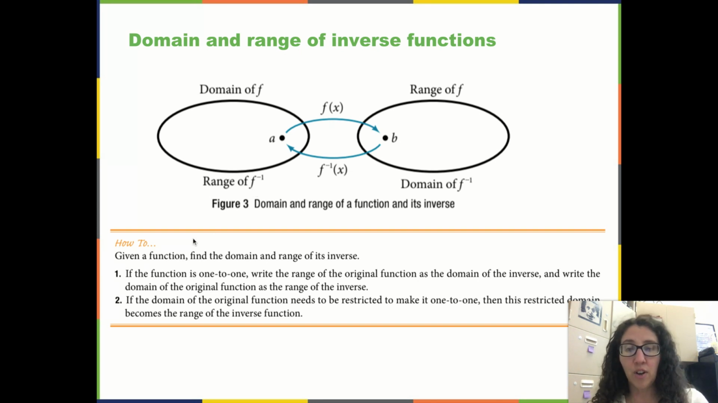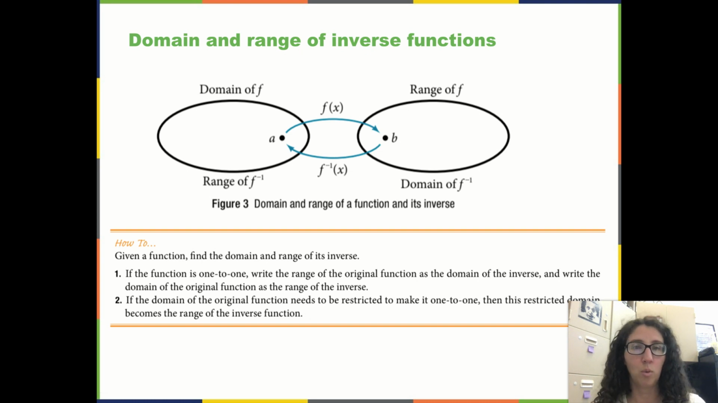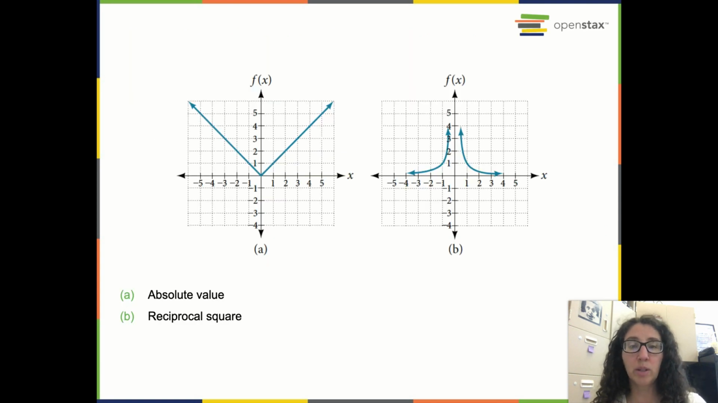So, given a function, find the domain and range of its inverse. How do you do it? Well, if the function is one-to-one, write the range of the original function as the domain of the inverse, and write the domain of the original as the range of the inverse. Pretty easy, okay? But if the domain of the original function needs to be restricted to make it one-to-one, then this restricted domain becomes the range of the inverse. What does that mean?